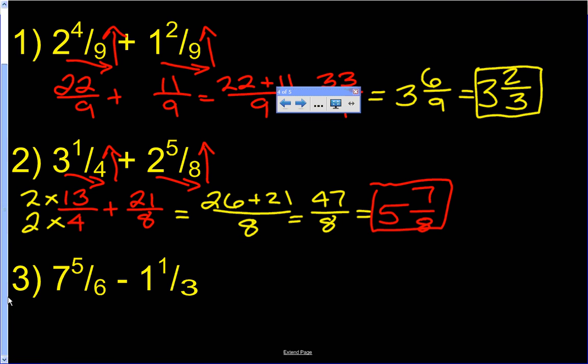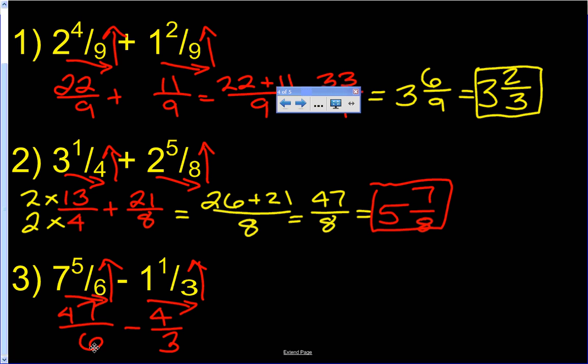All right, and the last problem, a subtraction problem. Still going to do it the same way. Change these to improper. So 7 times 6 is 42, plus 5 is 47 over 6. Minus 1 times 3 is 3, plus 1 is 4 over 3.